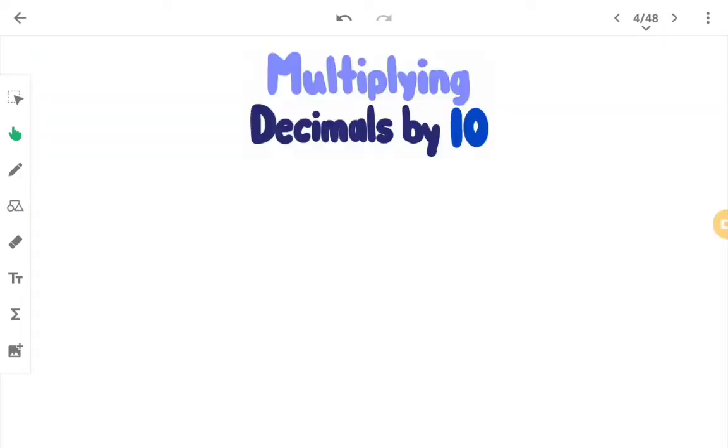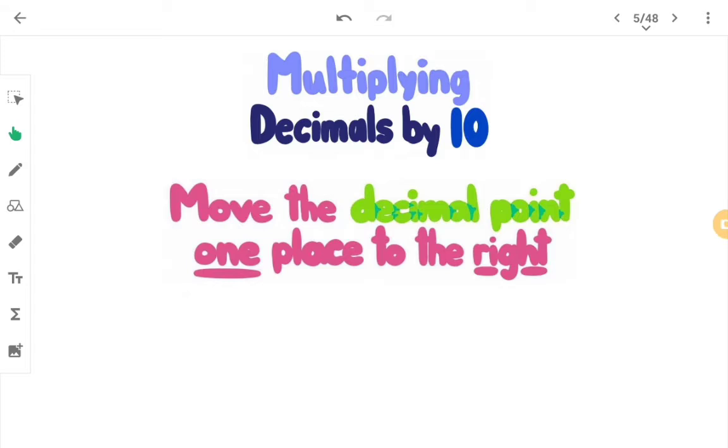First, we will see multiplying by 10. Here we are going to multiply a decimal number with 10. So, what is the thing we have to do? We are going to move the decimal point one place to the right. That means, if a decimal point is here, we have to move towards the right. Here how many zeros are there? In 10, we have only one 0. So we are moving one place to the right.